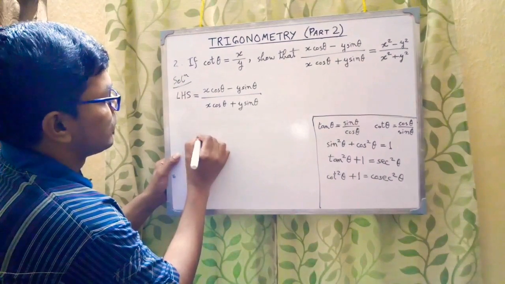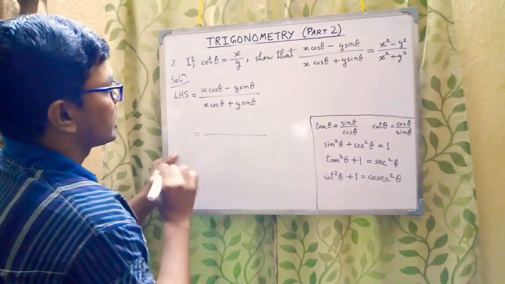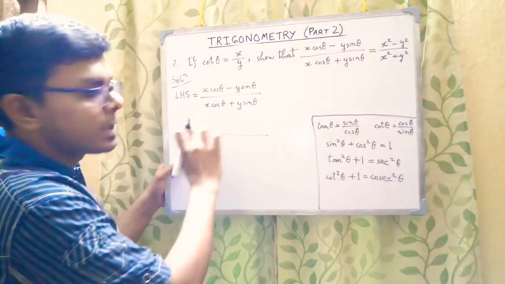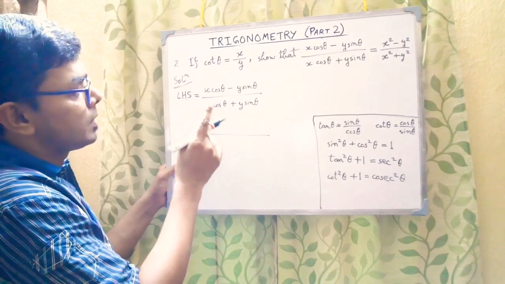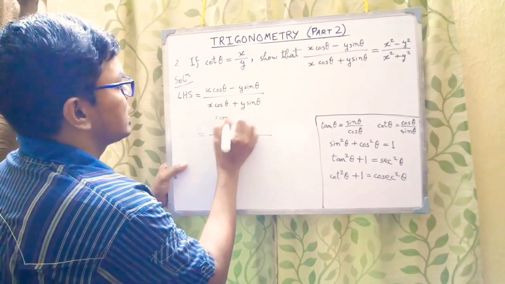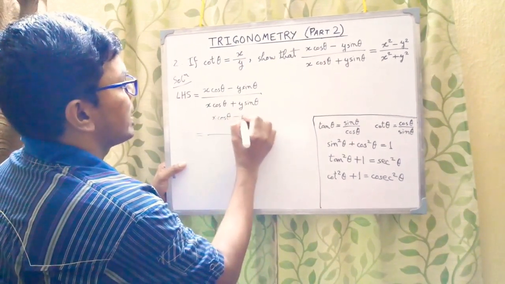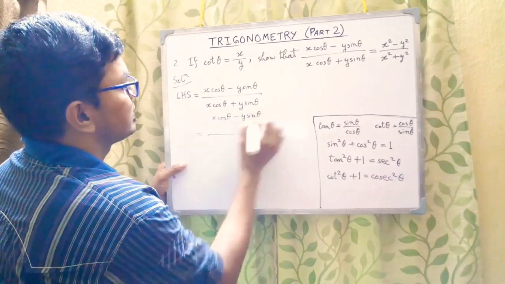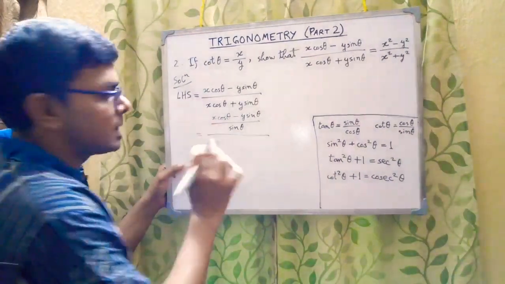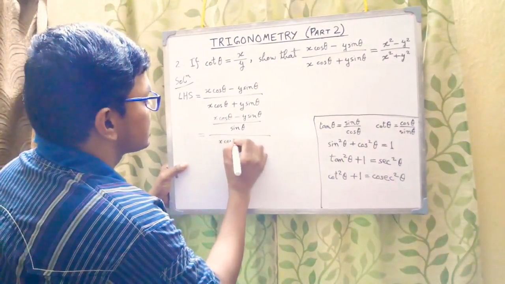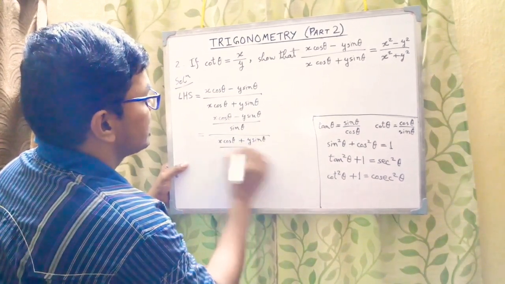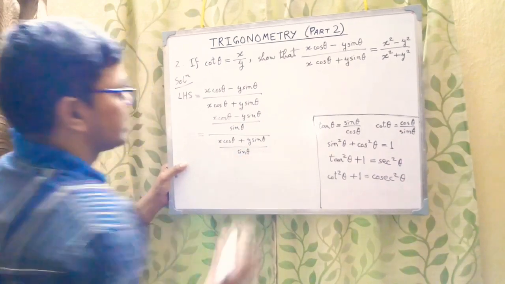Let me write it a bit below. Now let's see. What we do is we divide both the numerator and the denominator by sin theta. Let's do that. So it is x cos theta minus y sin theta by sin theta. You might be wondering why I did it. I'll just explain that. x cos theta plus y sin theta by sin theta. Okay?